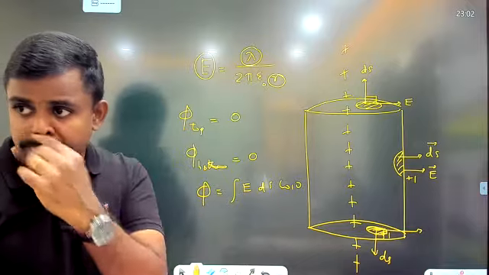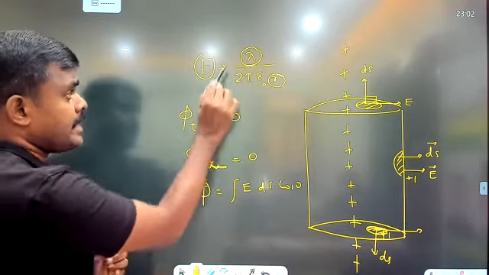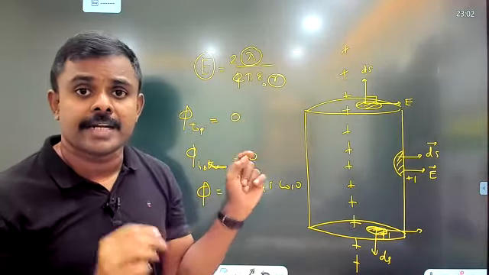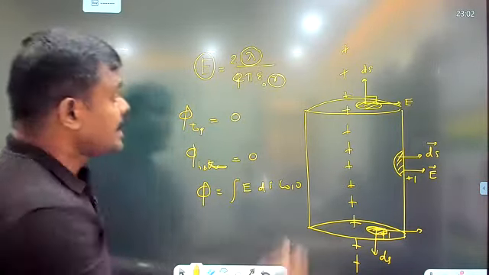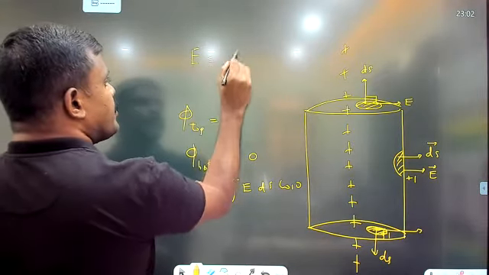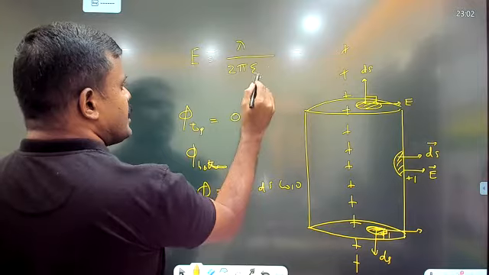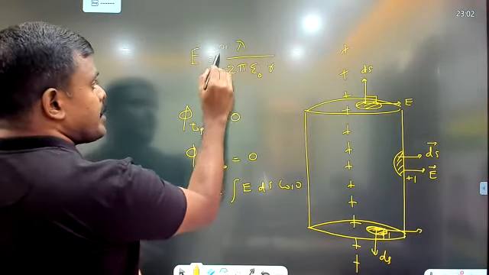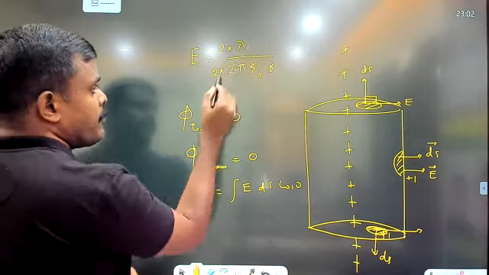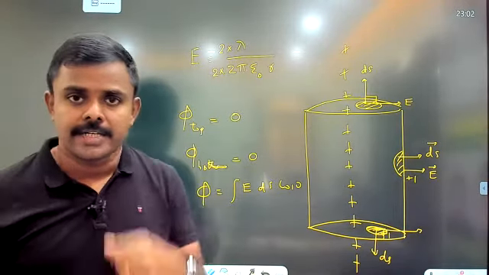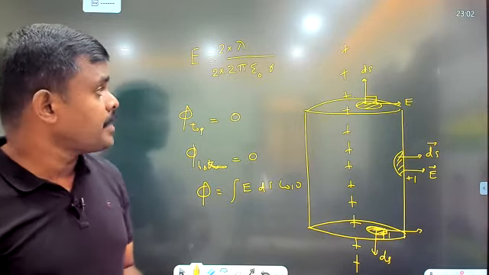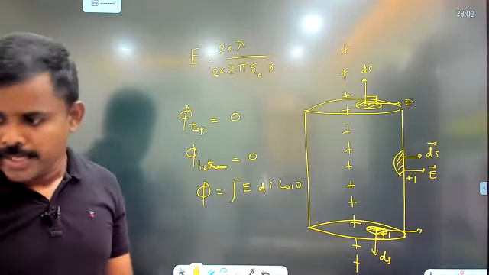But for solving, it is better to write this as 2 and this as 4. Why? 1/4 pi epsilon 0 can be written as 9 into 10 raised to 9. Even though the equation is E equal to lambda by 2 pi epsilon 0 r, it is better to multiply the numerator with 2 and the denominator also with 2. Because 1/4 pi epsilon 0 has a replacement, that is 9 into 10 raised to 9. So you can put the value and find out.